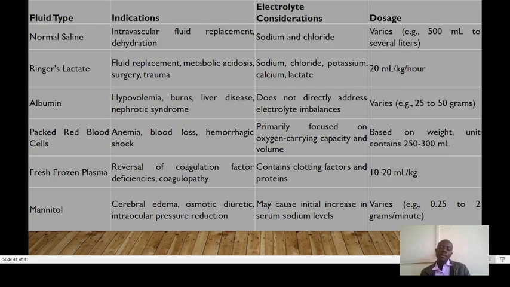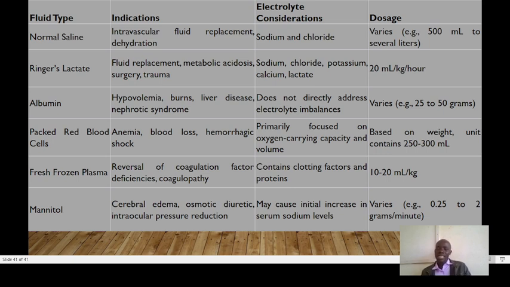So you could have different fluids for the different electrolyte imbalances. Like for normal saline, the 0.9% normal saline is normally indicated for intravascular fluid replacement or rehydration, and the electrolytes under consideration here are sodium and chloride. Dosage could vary from 500 mLs to several liters.